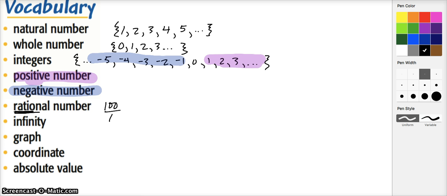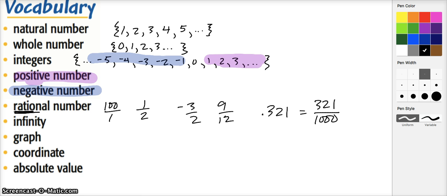Rational numbers are numbers that can be written as a ratio of any two integers. So anytime you have a number that can be written as a ratio or some kind of fraction of two integers, you got yourself a rational number. And like pretty much so many numbers that we work with find themselves in this category of rational numbers. So 1/2, -3 over 2, 9/12. I don't know, I'm just trying to think of numbers. 0.321 happens to be a rational number because I can write it as 321 over 1,000, right? Fraction action. So these are all rational numbers, numbers that we're totally used to.